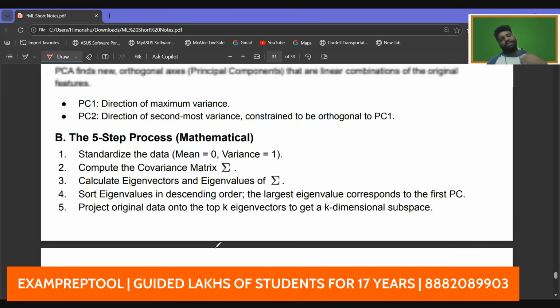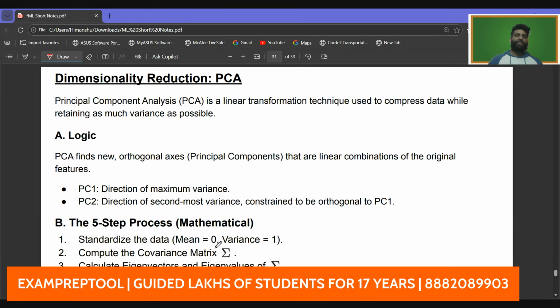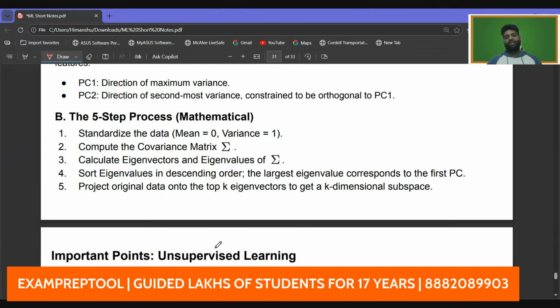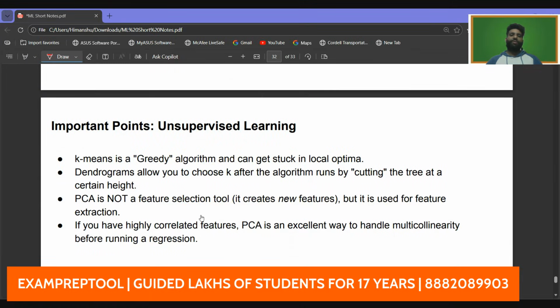So this is my overall PCA, principal component analysis, which just compresses the data. It doesn't have any supervision, but it considers the idea of variance, and it uses linear projections for that. So no non-linearity is being considered over here. Now the last set of points. K-means is a greedy algorithm and can get stuck in local optima. Always remember that. That's where we need a different kind of initialization.